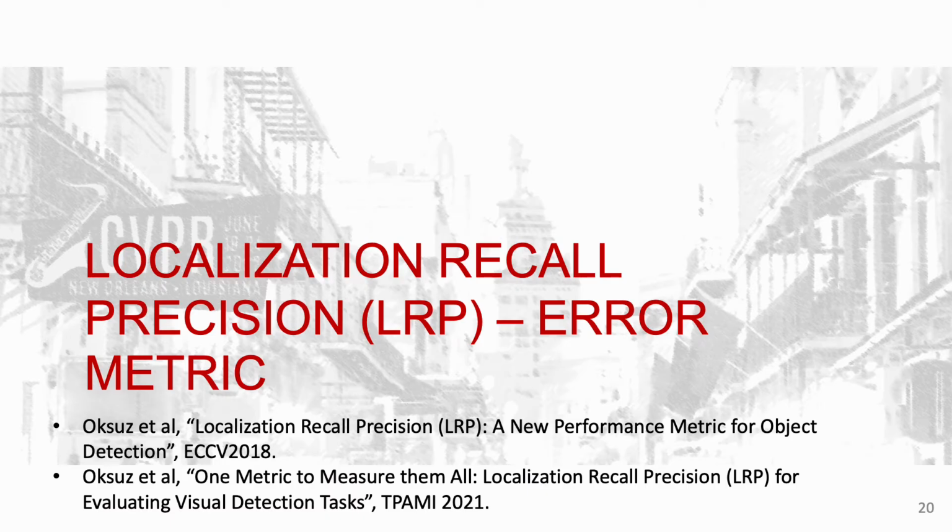Now let's move on to our next performance measure, which is the Localization Recall Precision Error Metric, or LRP for short. LRP was proposed in ECCV 2018, and it was extended with more analysis, applications, and extensions in the Pattern Analysis and Machine Intelligence Journal in 2021.